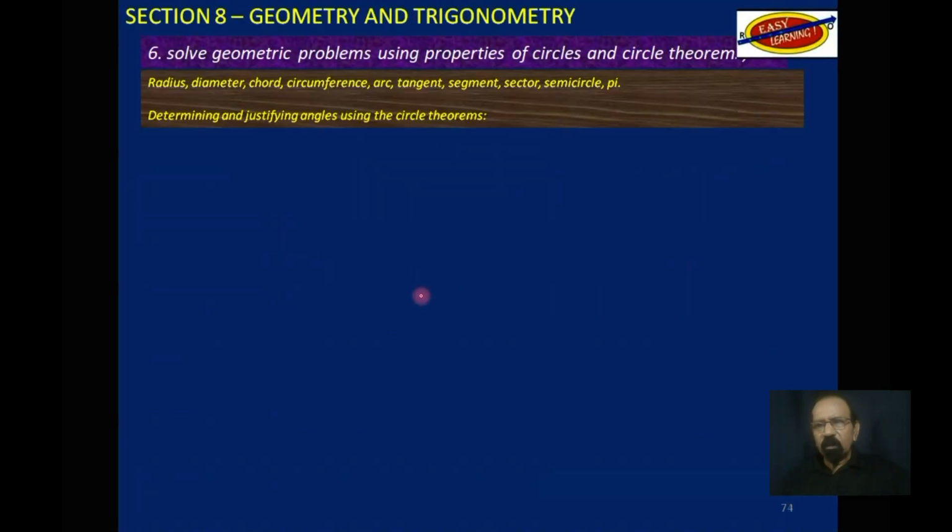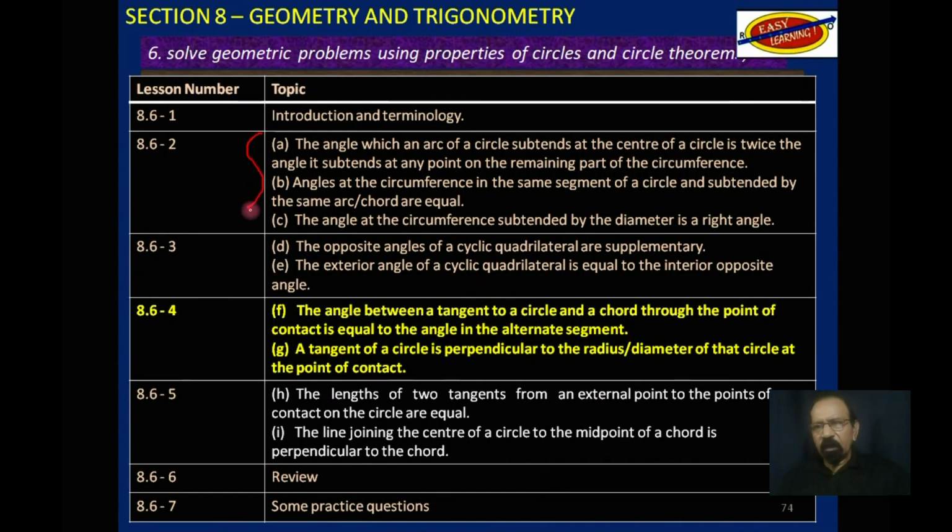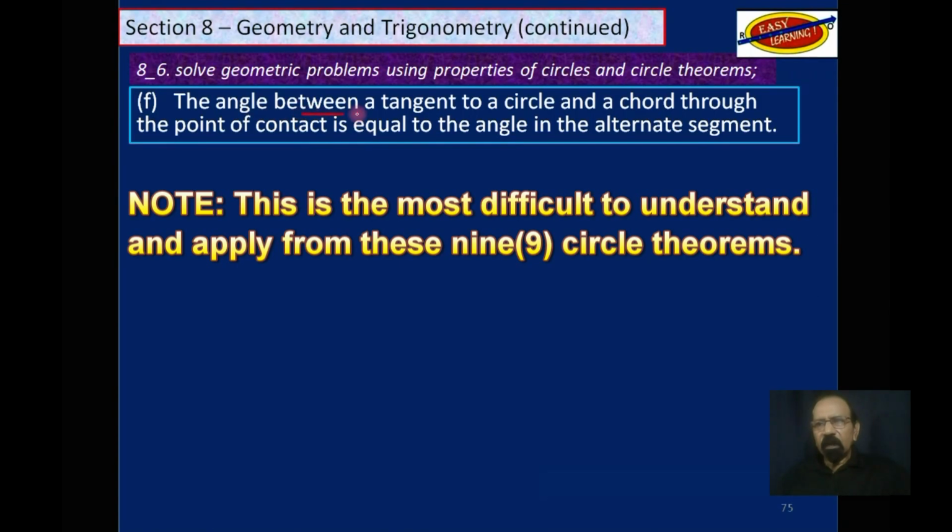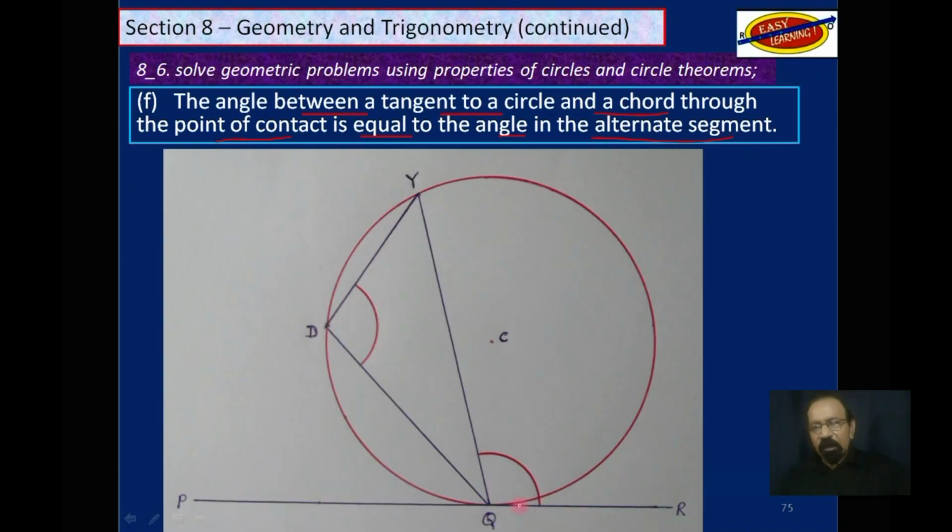So as of now, we have completed those five circle theorems. Let's look at these two. The angle between a tangent to a circle and a chord through the point of contact is equal to the angle in the alternate segment. Now, this is about the hardest one out of the nine. So let us say you have a tangent here, as you can see. It touches that circle at Q, and we are considering the chord QY, this chord here.